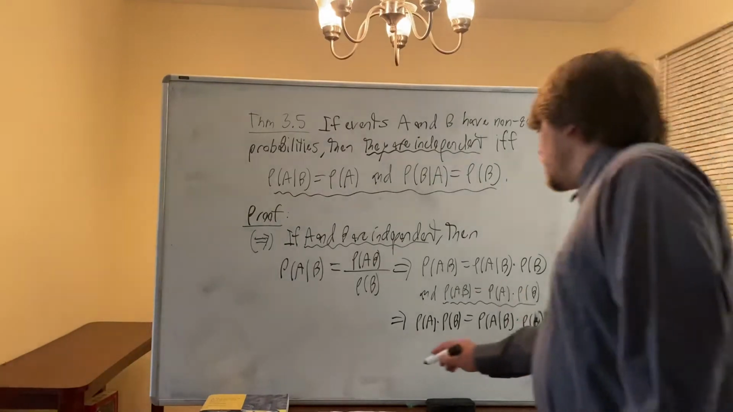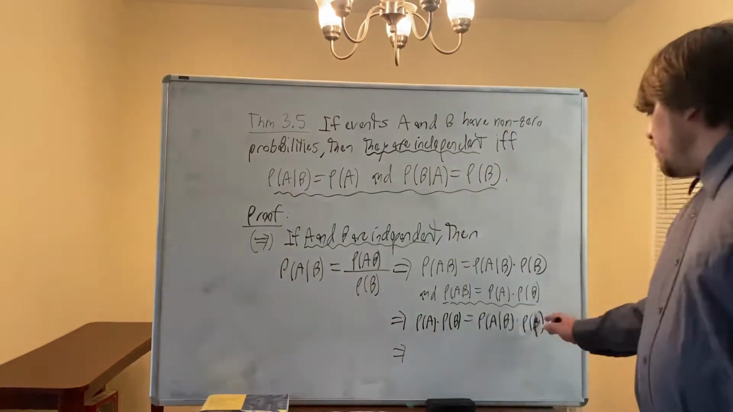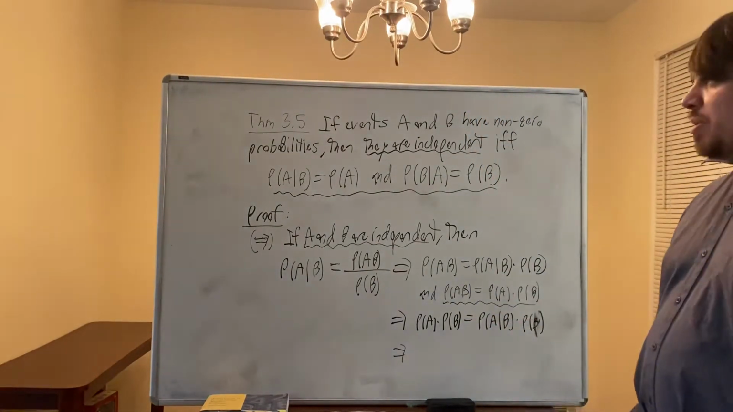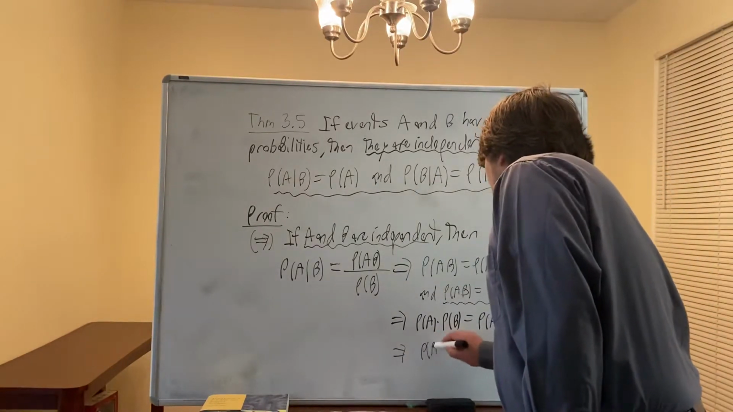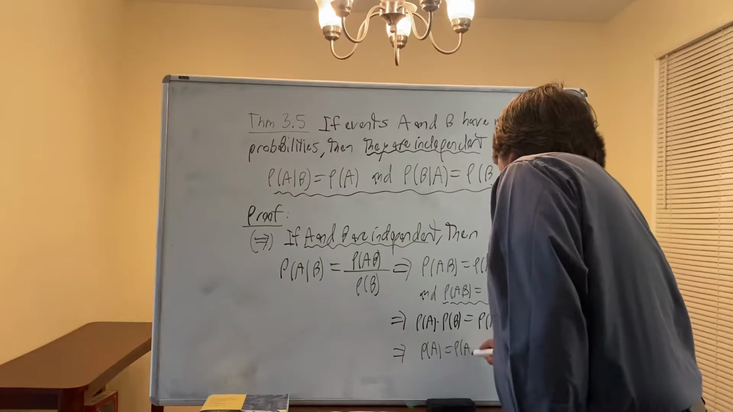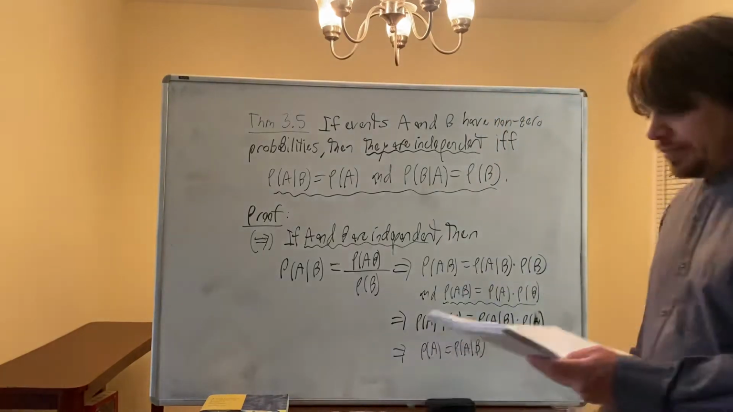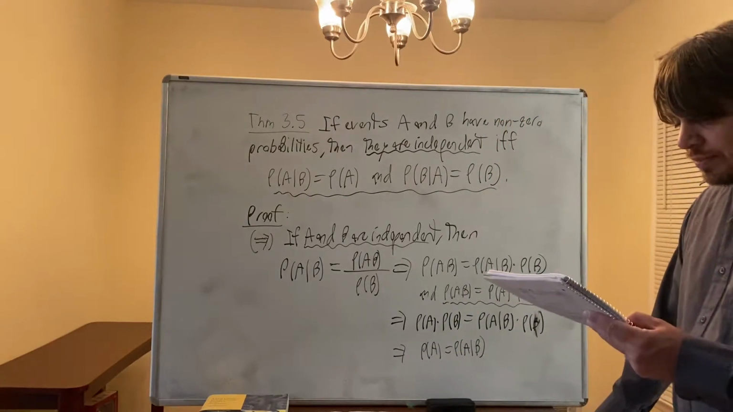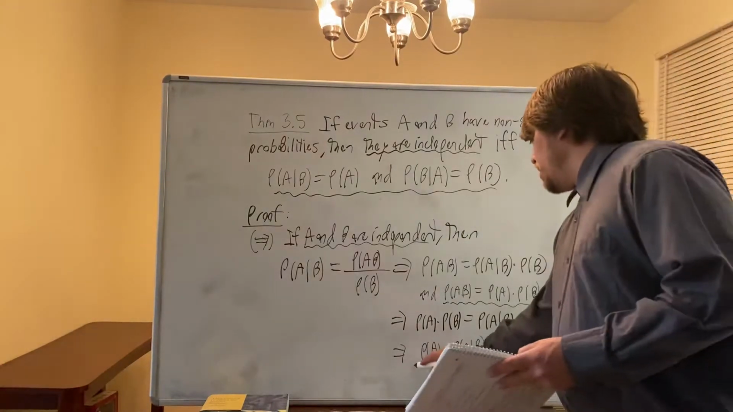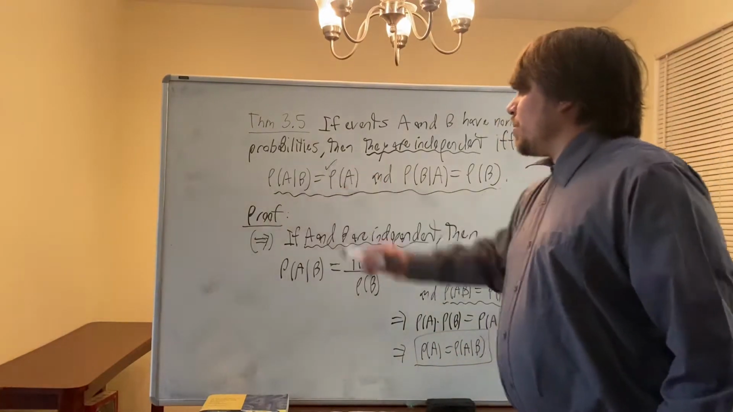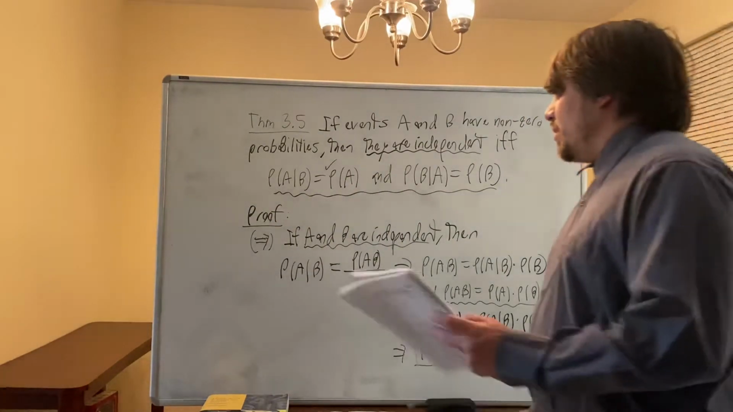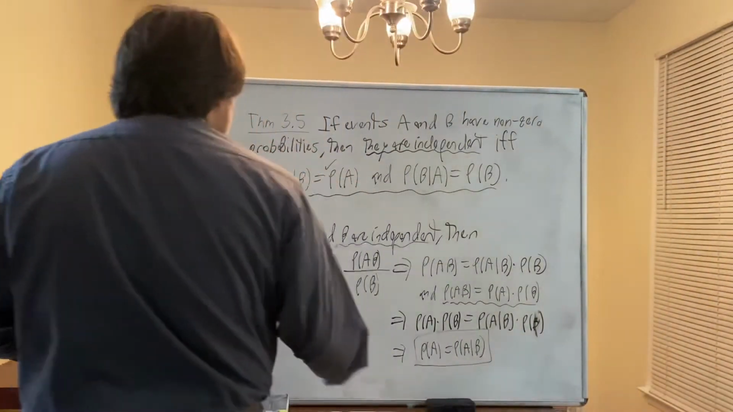Here's the probability of B on both sides. If I divide both sides by the probability of B, then the probability of A is equal to the probability of A given B. So the probability of A is equal to the probability of A given B. That's this equation, so we showed that one. And then I'll write this over here.